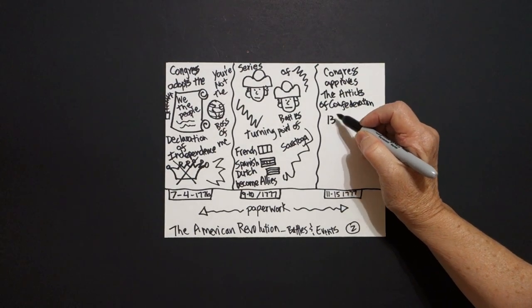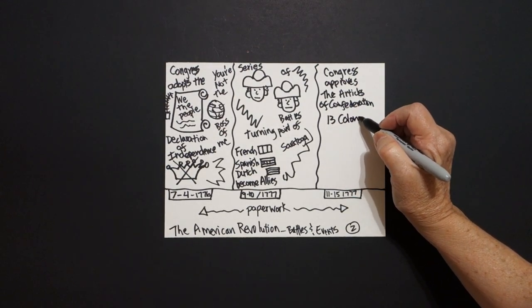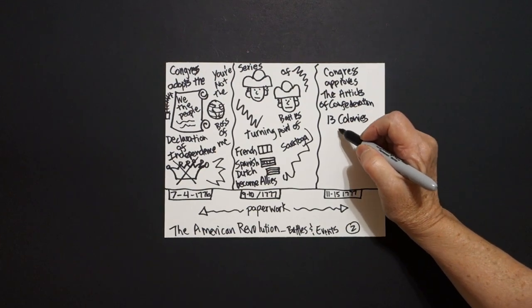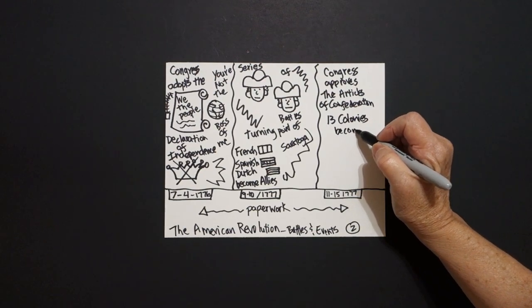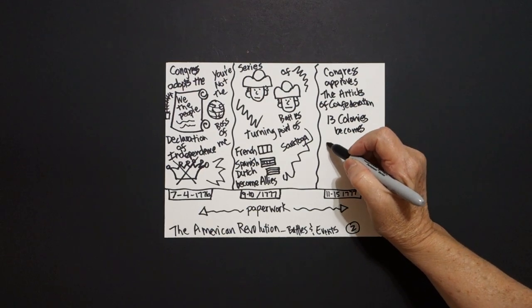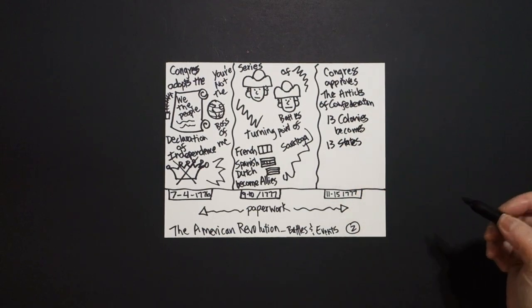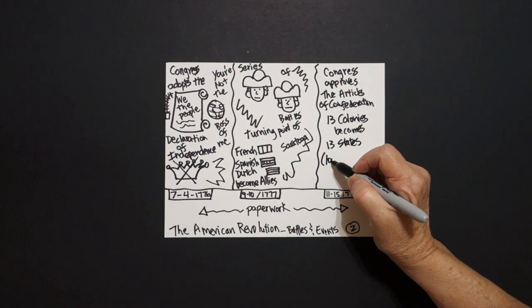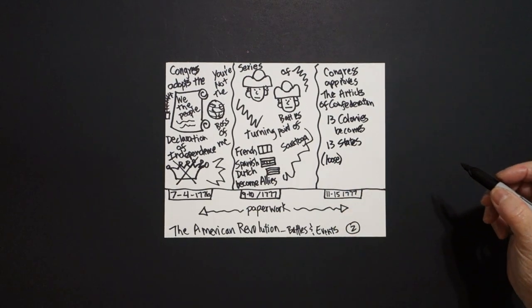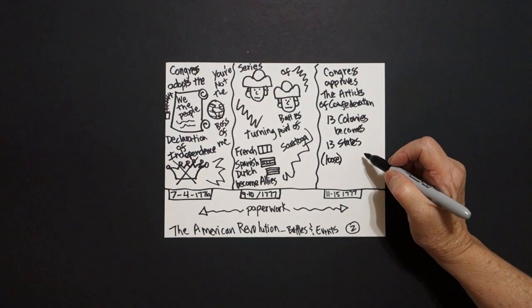So this is when the 13 colonies become the 13 states. We're now a country, for sure. It's very loose because nobody wants a monarchy for a government.